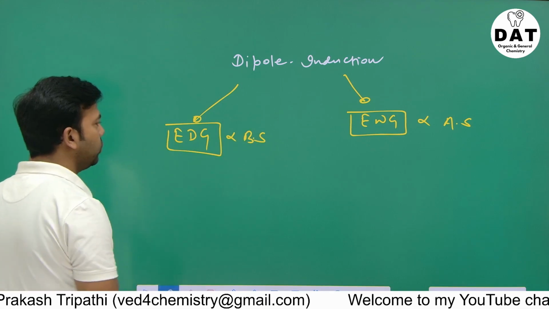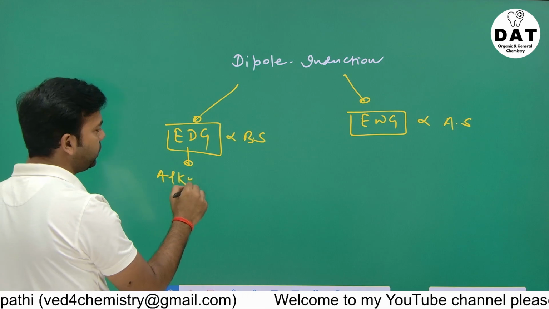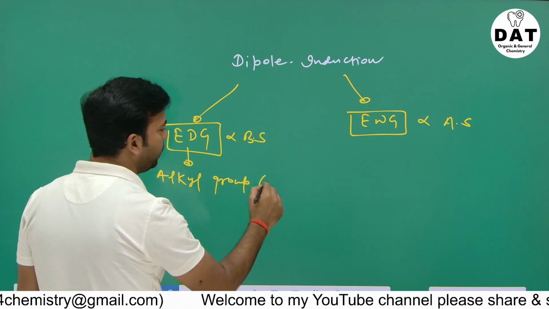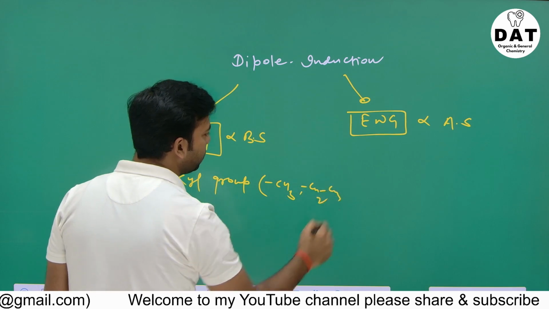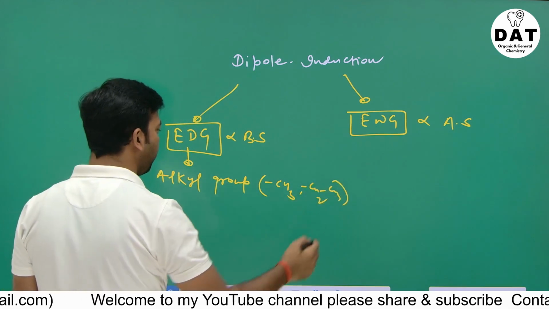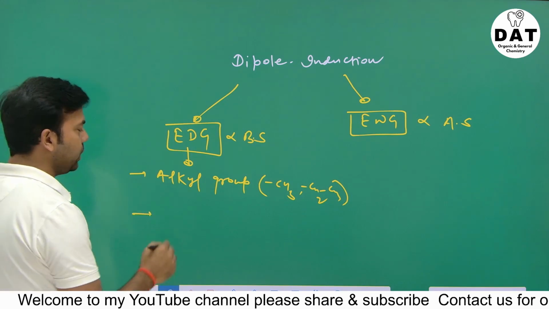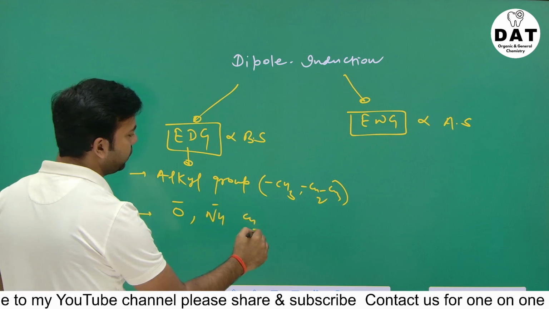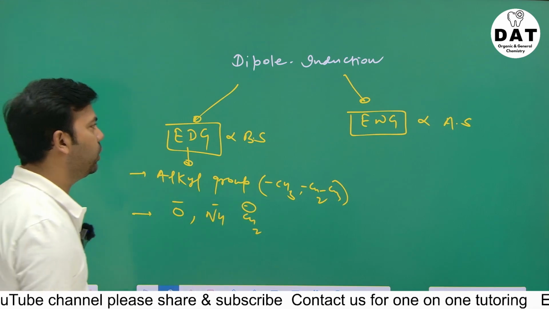Clear? So what is a donating group? Donating groups are generally alkyl groups. Alkyl group means methyl, ethyl, propyl, carbon-containing hydrocarbons. And the second thing is that if any species has a negative charge, suppose O minus, NH minus, CH2 minus, they all behave as donors. So this is the electron donating group.